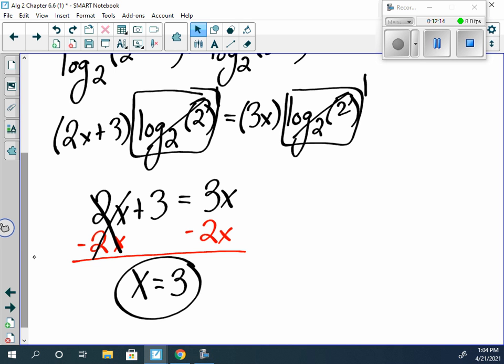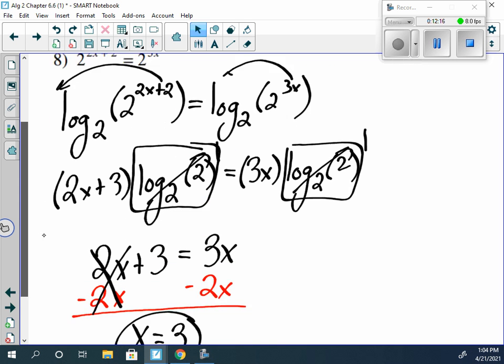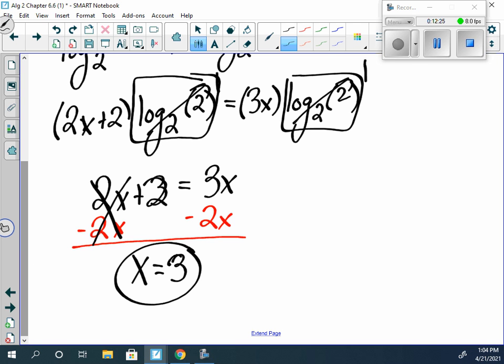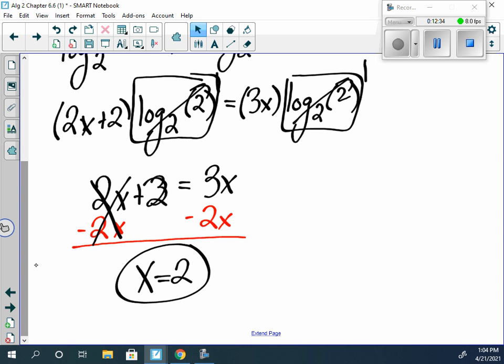I think I wrote the problem down wrong, didn't I? Yep, I wrote it down wrong from the start. That should be plus 2, which would give us 2. Yes. Thank you. Transcription error. Besides the typo, are there any other questions on this here or how these work? Do you feel comfortable with these here?